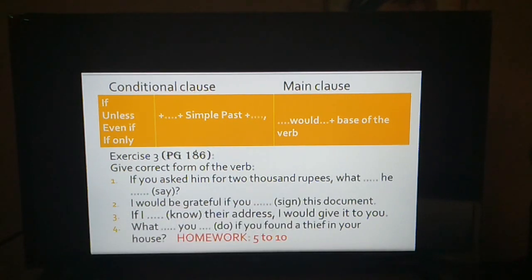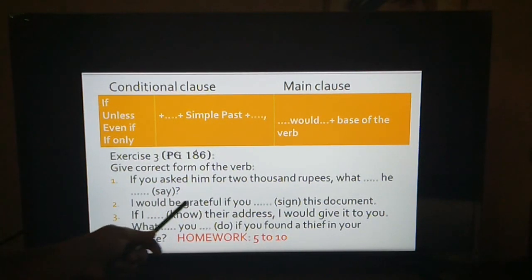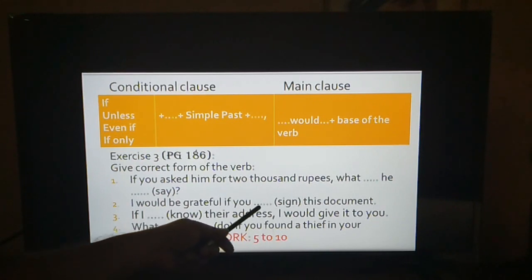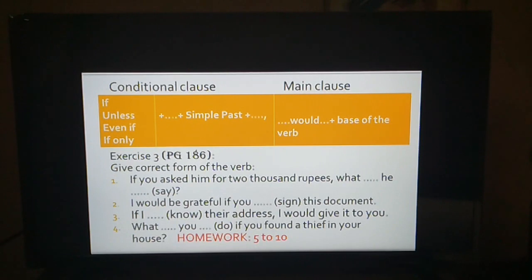Second one is, I would be grateful if you dash sign this document. So what will be the answer here? Here we are starting with the main clause. Would is already used there. So I would be grateful if you, according to the rule, what do we have to use? We have to use simple past. So, if you signed this document.